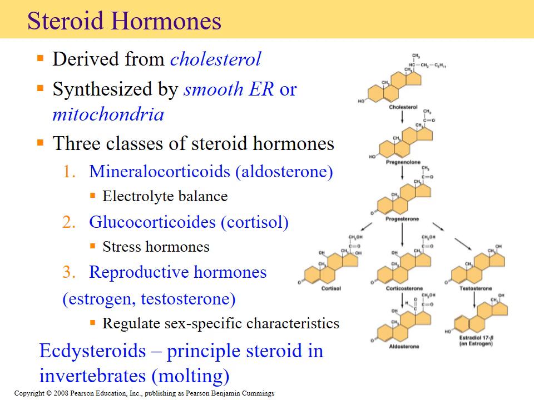Now, our steroid hormones are going to follow a slightly different path. And part of that is because steroid hormones are composed of cholesterol, so they are going to have more of a hydrophobic quality. They are synthesized by the smooth ER, as well as some of them are going to be produced by the mitochondria. We see within the endocrine system that we have three categories or classes that they can fall into.